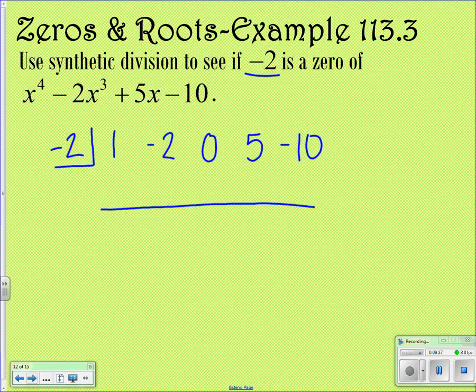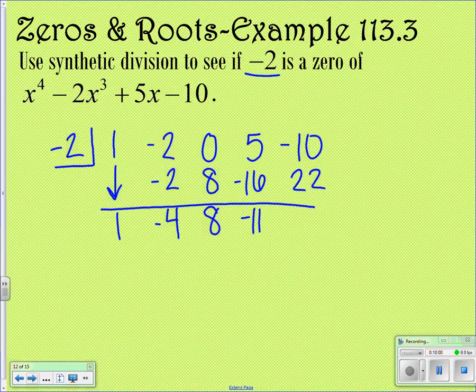Now we're going to use synthetic division just like we've done on the last two examples. Bring down your 1. 1 times -2 is -2. And then we have -4. When you multiply, you get 8. Add those to get 8. When you multiply by -2, you get -16. When you add those, you get -11. And when you multiply, you get positive 22. And when you add, you get 12.